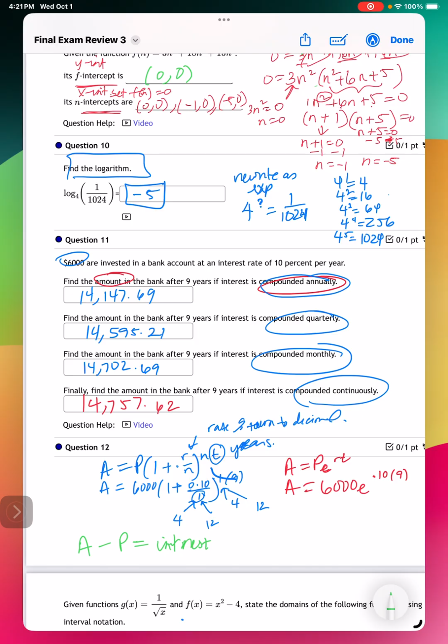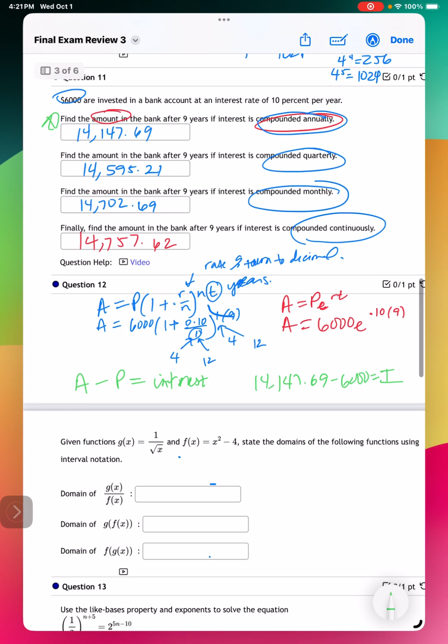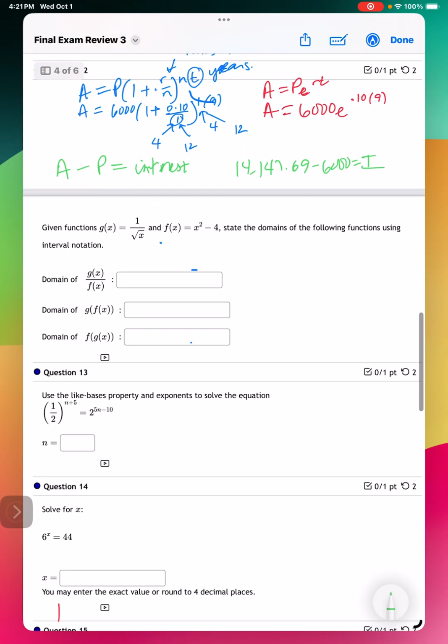So like on that first one, this one right here, compounded annually, that would be the $14,147.69 minus the $6,000, and all of that would be how much interest it earned for just sitting there. So let's keep the party going for number 12.